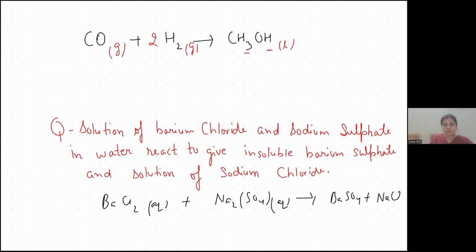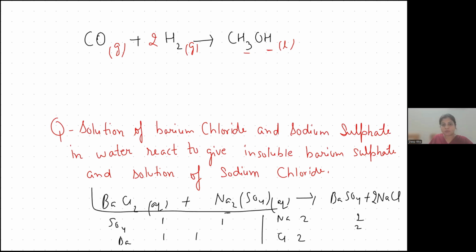As SO4, in the reactant side it is 1, product side it is 1. Now barium, the metal part, it is 1. Now see another part, sodium, which is 2 here. So I can apply 2 here. Now chlorine, 2 on the reactant side, 2 on the product side. This is the complete balanced equation.